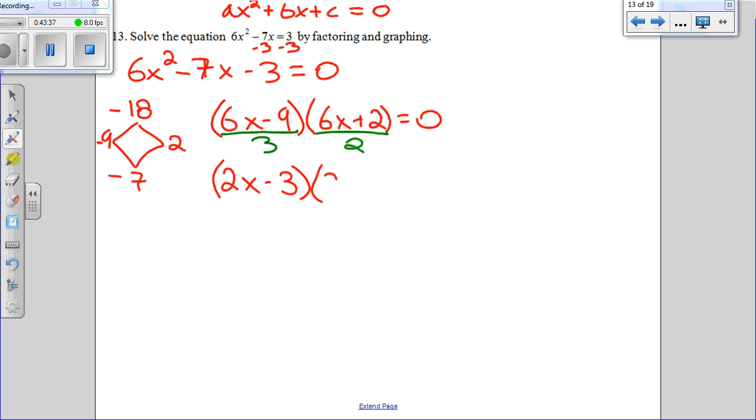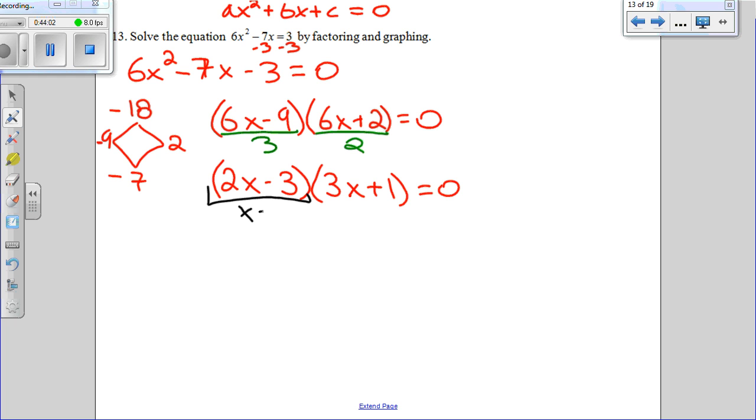Now I need to actually solve it. To solve it, we use the zero product property. So you need to ask yourself, what value of x would make each set of binomials equal 0? You can do it in your head. Some people are very strong at that. Or you can actually write this on a side piece of paper.